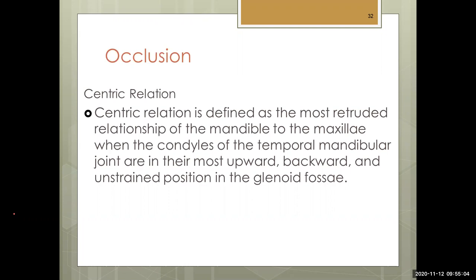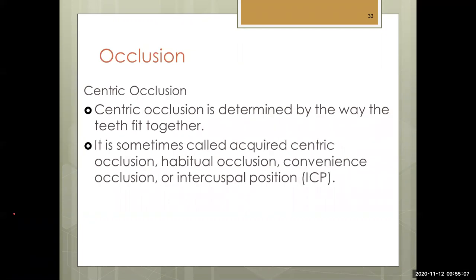Okay, again, centric relation is the jaws. Centric occlusion is determined with how the teeth fit together. Sometimes it's called acquired centric occlusion, habitual occlusion, convenience occlusion, or intercuspal position, ICP. Different textbooks list it as different things. So be familiar with centric occlusion, habitual occlusion, convenience occlusion, intercuspal position. How do the teeth fit together?